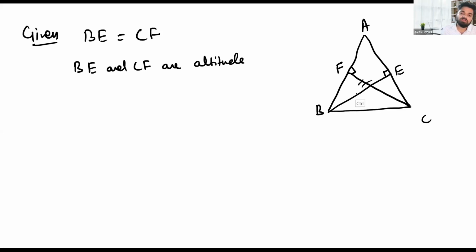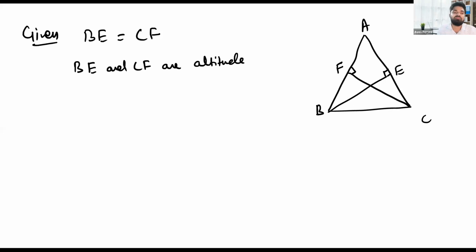This as a whole is equal to this as a whole, and this side is equal to this side. It is being given to you. And this angle is a right angle because these are the altitudes. So what you need to do here is prove, by choosing different triangles this time, that this side is equal to this side. Previously we chose this triangle and this triangle and proved this angle is equal to this angle. How can we prove it by another method?